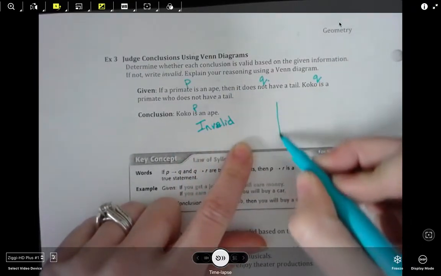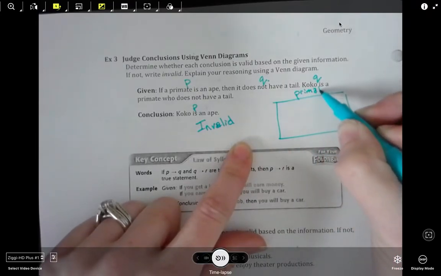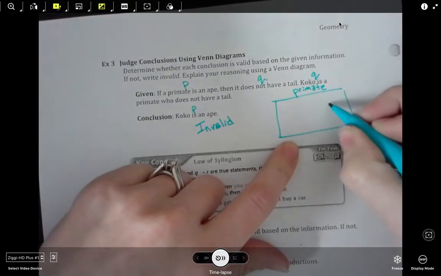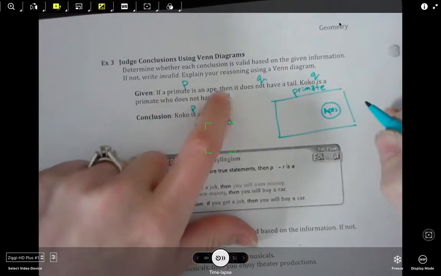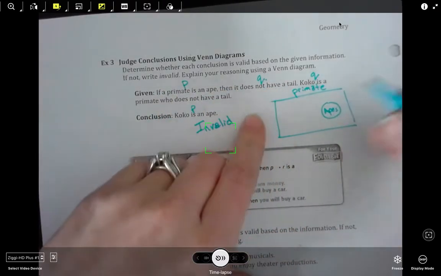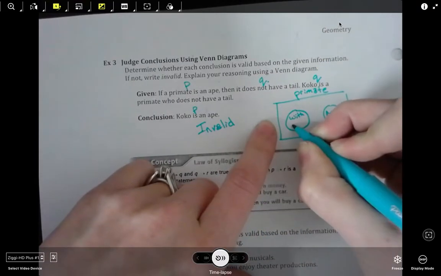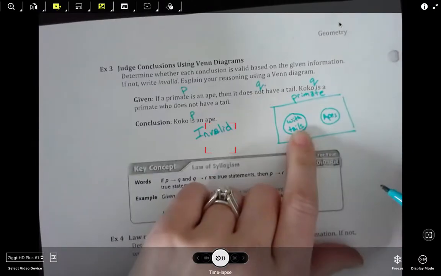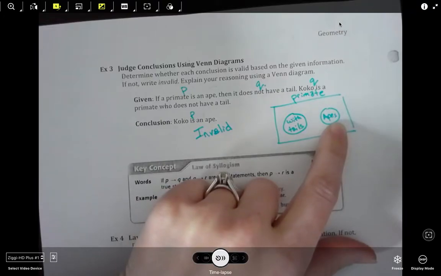Now, illustrating this with a Venn diagram. Let's say here are all the primates. All the primates live in this box, okay? So we have primates that are apes. If a primate is an ape, then it does not have a tail. Apes do not have tails. So these are all of the primates with tails that live over here. They do not touch any of the apes. Primates with tails live in this circle. Apes live in this circle, okay?